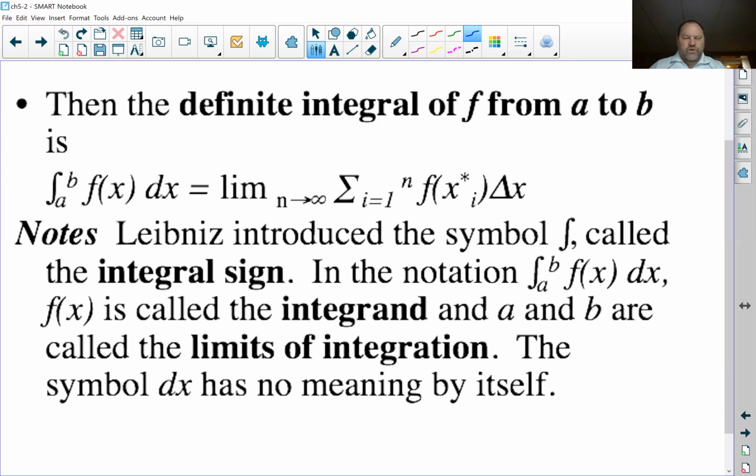The dx really has no meaning. It just tells us that when we take the integral, we're taking it with respect to x. So it tells us the variable that we're interested in. Now, in single variable calculus, there's only going to be one variable there anyway. Some people like to equate the delta x and the dx as the same thing. Not really, but it's one way to think about it.